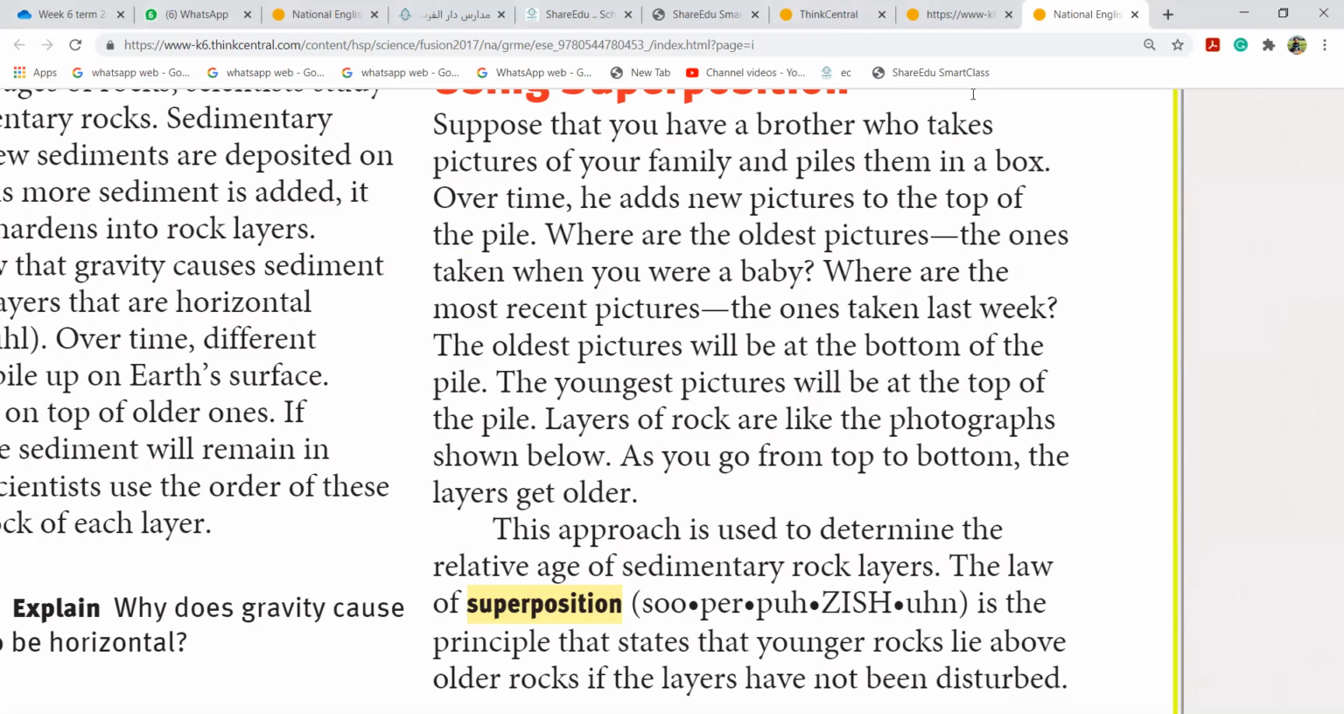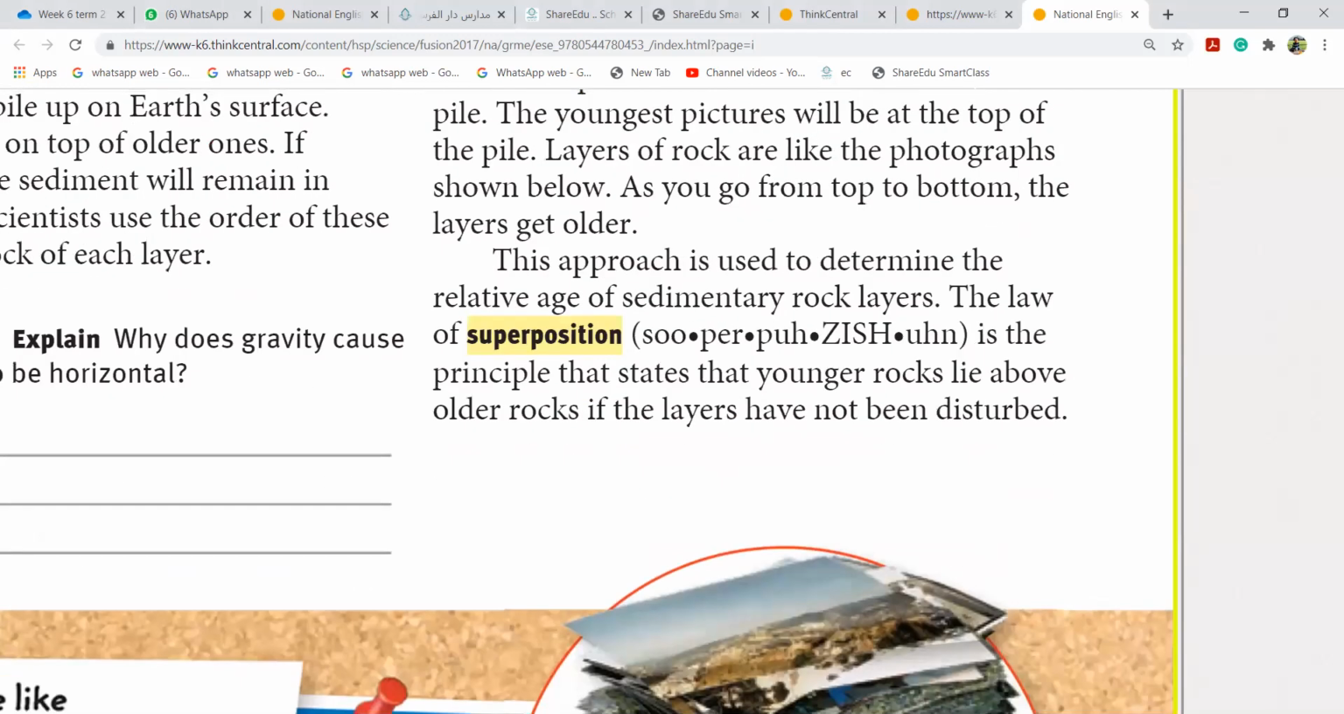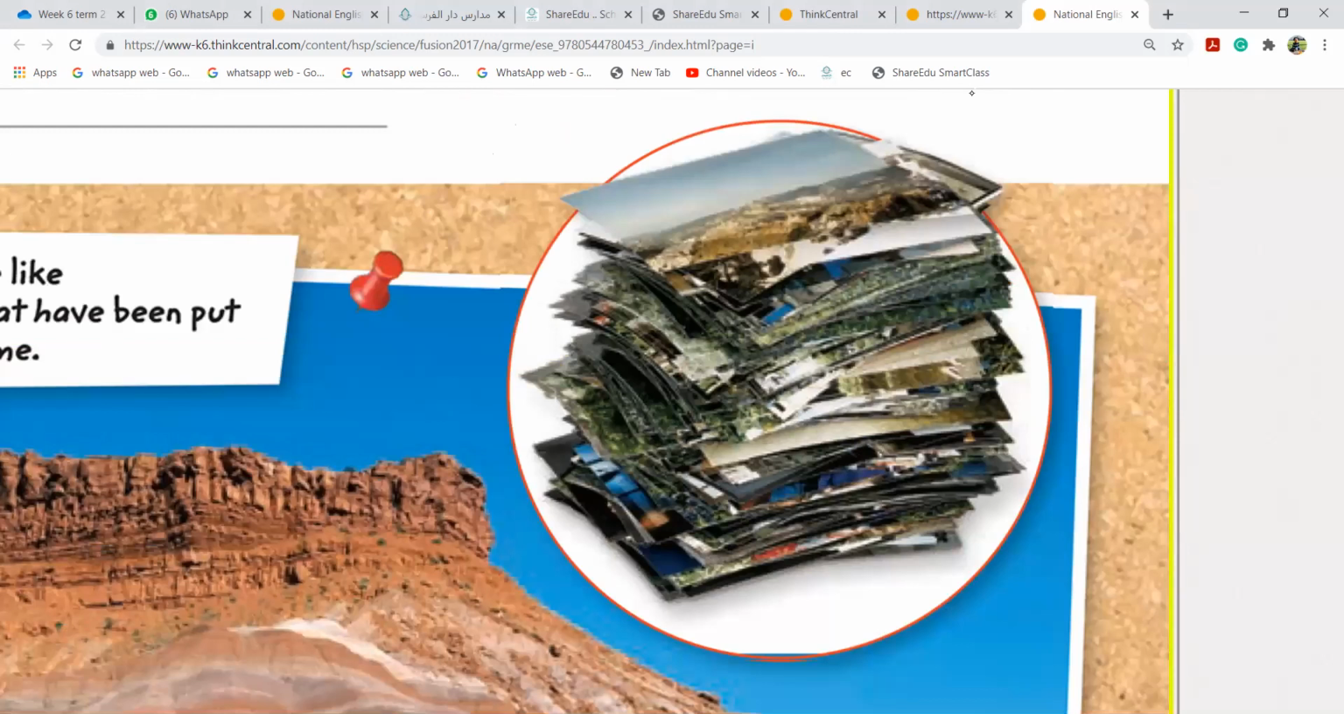Layers of rocks are like the photographs shown below. See, he has piled them up. So if you want to see the photograph from when you were a baby, which photograph will you choose? You will choose a picture from down, not from up. Up, it will be the latest pictures.